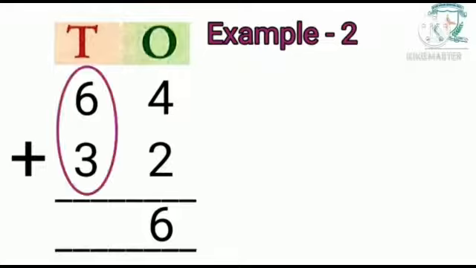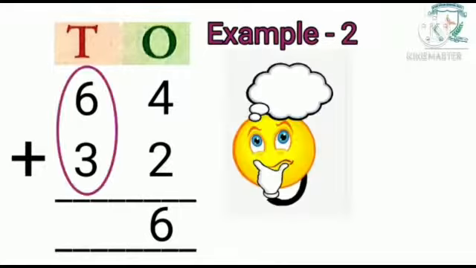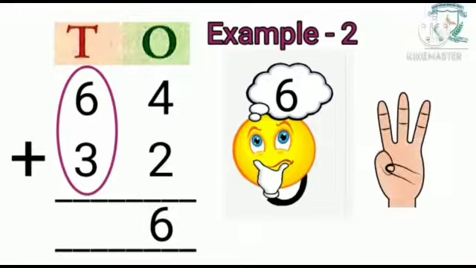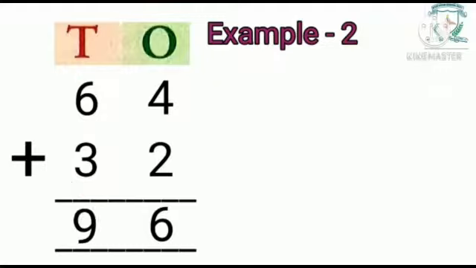Now we shall add the digits in the tens place. We add as 6 in the mind and 3 fingers up. After 6 comes 7, 8 and 9. We write 9 in the tens place. So the answer is 64 plus 32 is equal to 96.